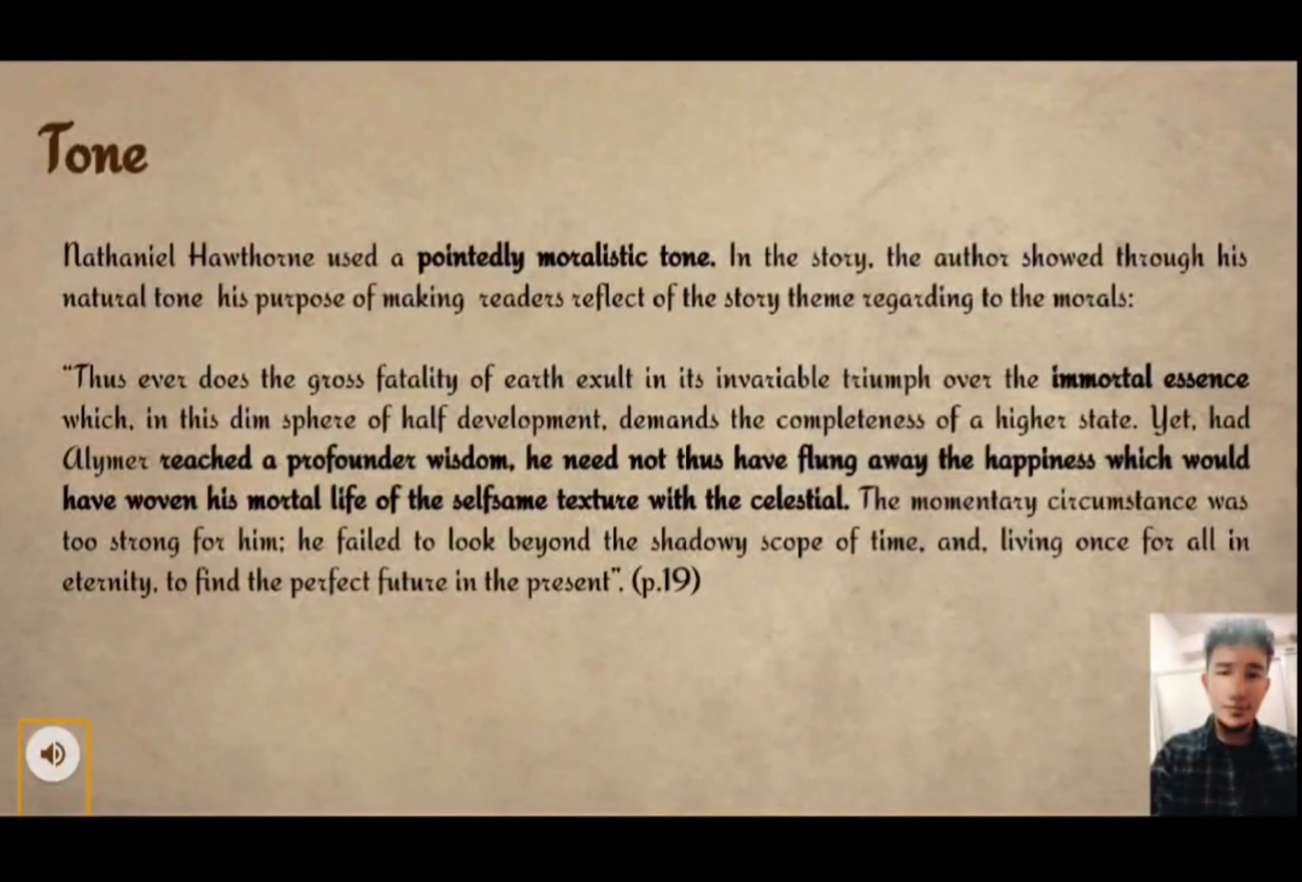On page number 19, the quotation exemplifies the author's attitude, who is concerned with moralizing readers.